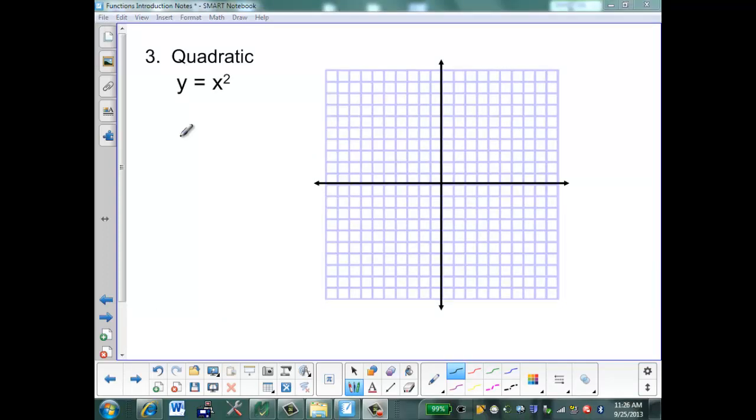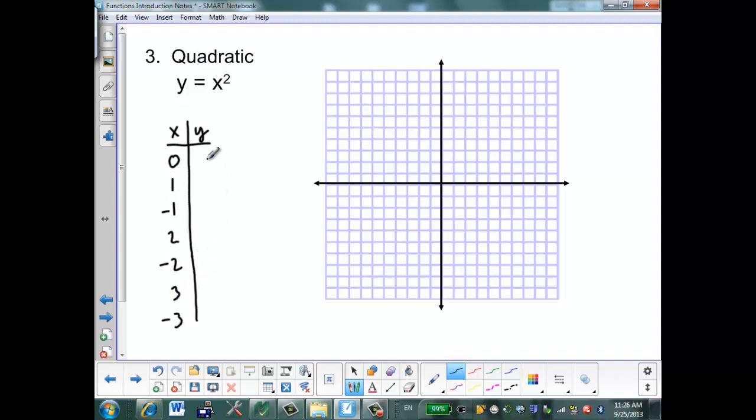The third type of function we're going to look at is a quadratic function. Now if I do a table of values to draw this quadratic function, I'm going to give some values to x, so I'll give it 0, 1, -1, 2, -2, 3, and -3. Now if I solve for y, I put 0 in for x, I go 0 squared, that means y is 0. I put 1 in for x, that means I've got 1 squared, so that's going to be 1. -1 squared is going to be 1. 2 squared, y is going to be 4. -2 squared is going to be 4. 3 squared is going to be 9. And -3 squared is going to be 9.